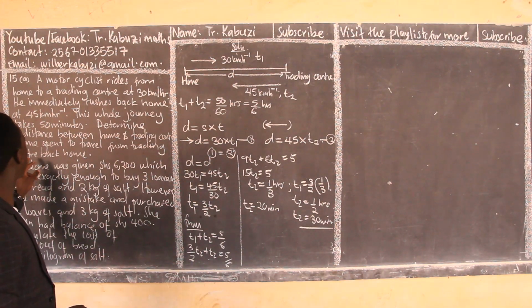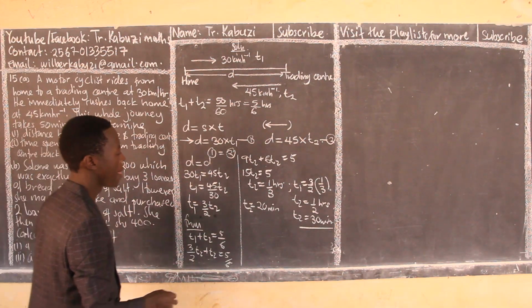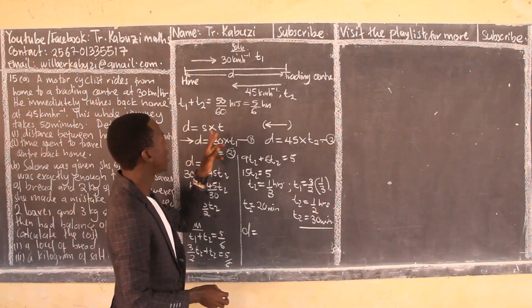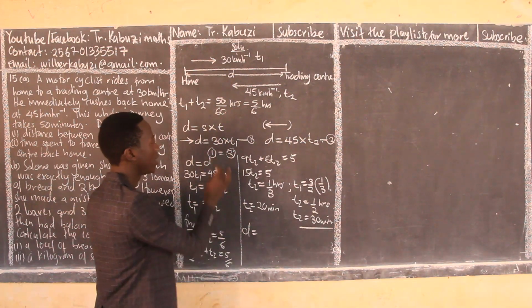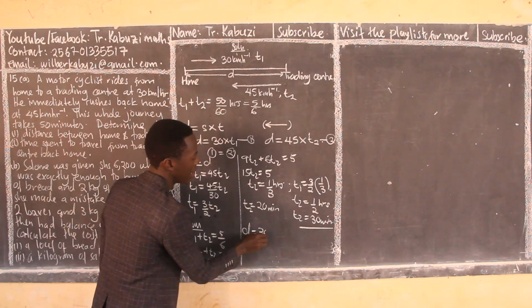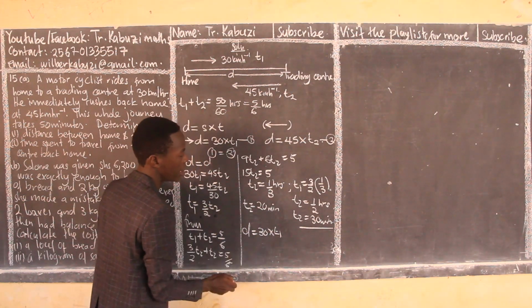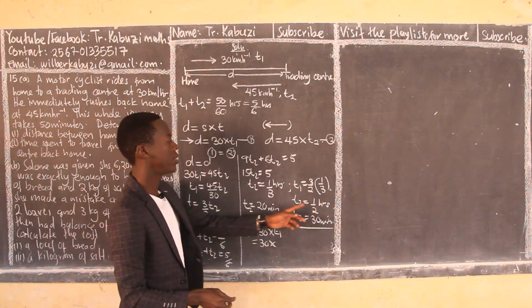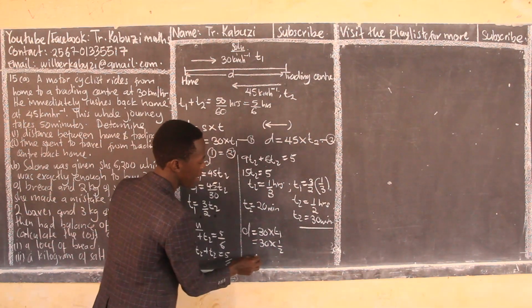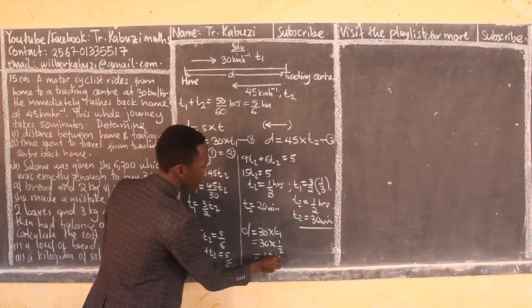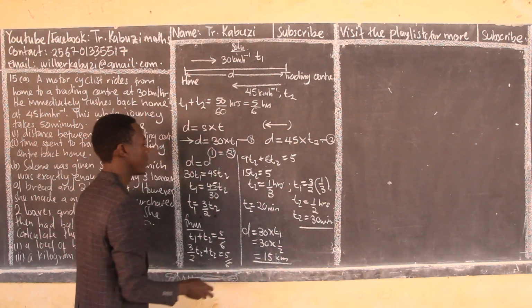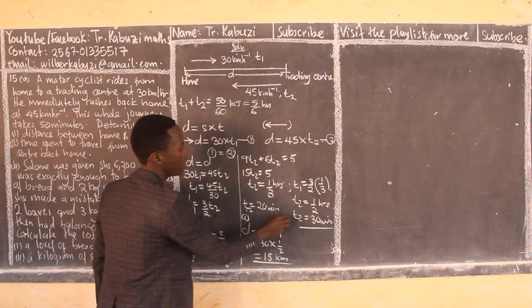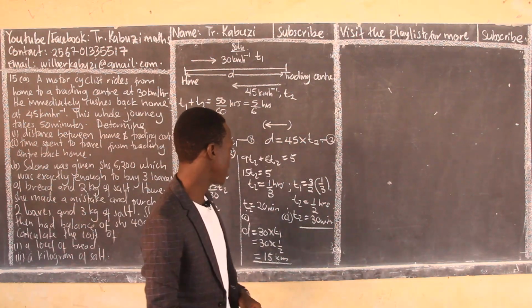Now they're asking us the distance between the home and the trading center, our D. You can either use this equation or you can use this. It's up to you, so let me use this one. We said it's 30 times T1, which is now 30 times our T1. Our T1 was a half, which is going to give us 15 kilometers. So this was the distance between the home and the trading center. This was Roman numeral 1, then Roman numeral 2 was there. So that's how you had to handle those two parts.